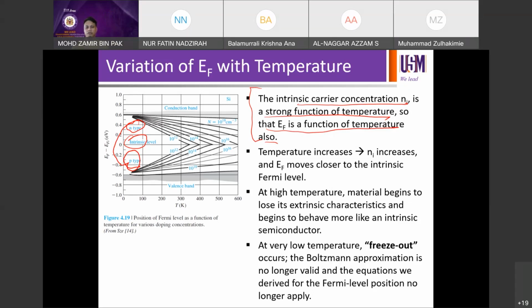Why is Ni a strong function of temperature? What about your Ni and therefore your EF as well? You can say Ni or you can even say EF. Both are showing a strong function of temperature. Why? Yes, it depends on KT. We discussed KT last time, right? And we've done the calculation, isn't it?